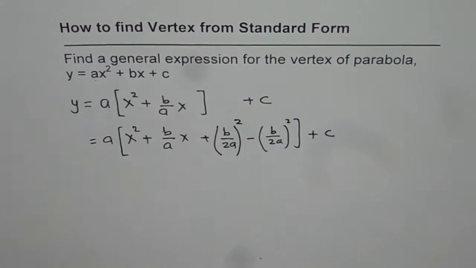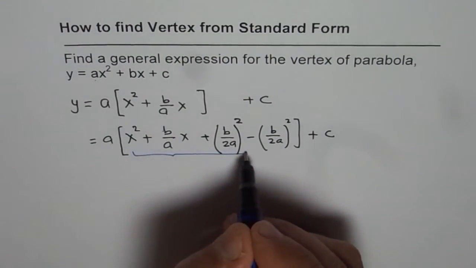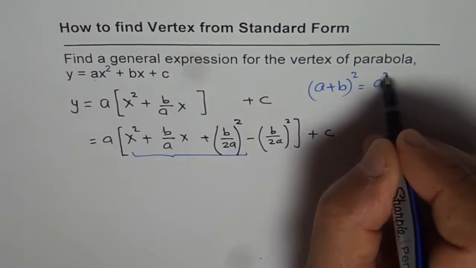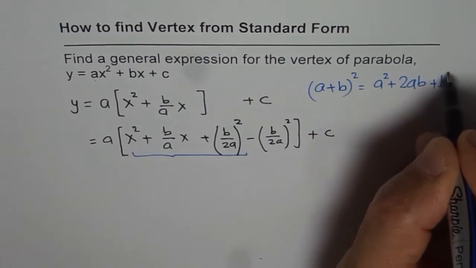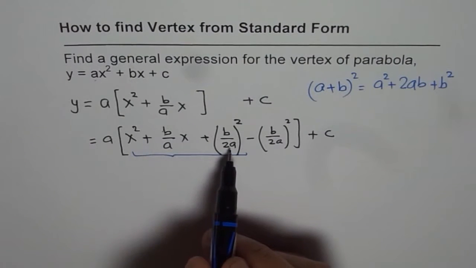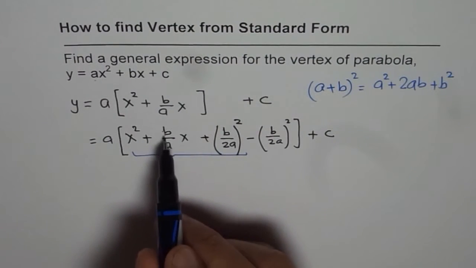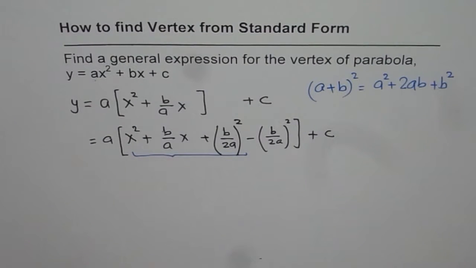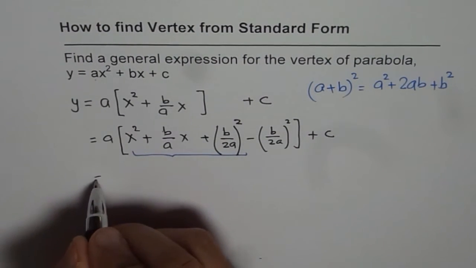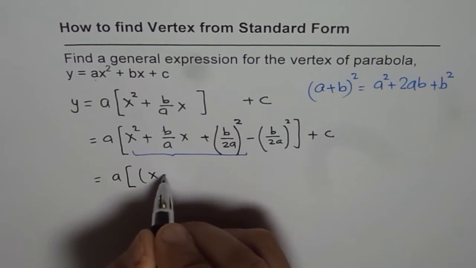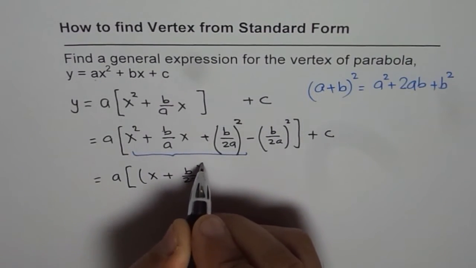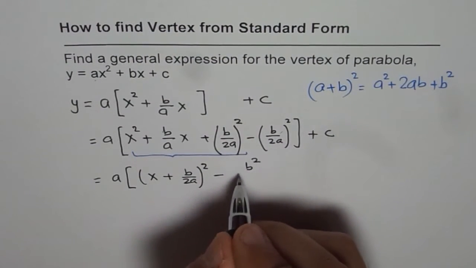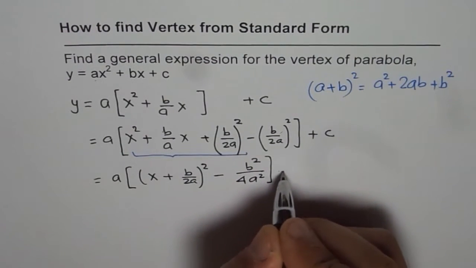Now, the first three terms will be a perfect square. You know, a plus b whole square is equal to a squared plus 2ab plus b squared. Now, a is x, b is b over 2a, and 2 times this term is b over a. That is the reason why we halved this term and squared it. So the first three terms, that trinomial, make a perfect square. So we get x plus b over 2a whole squared from the first three terms, and then we can open this bracket, giving us minus b squared over 4a squared plus c.